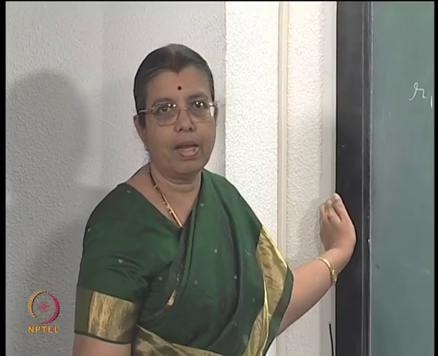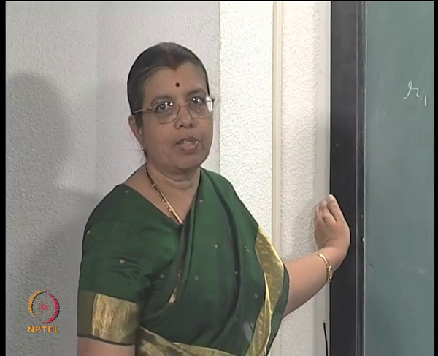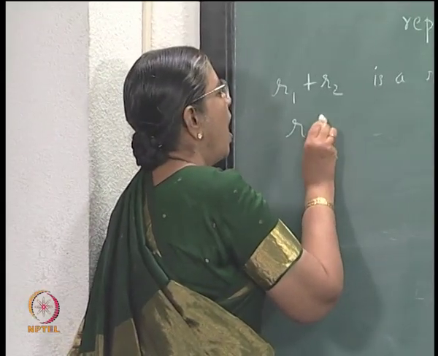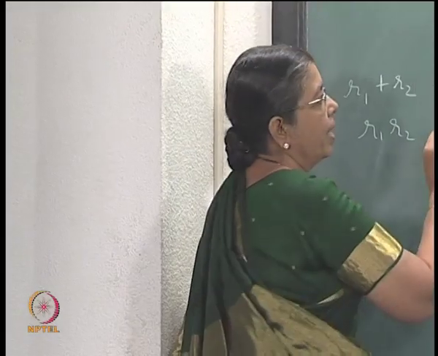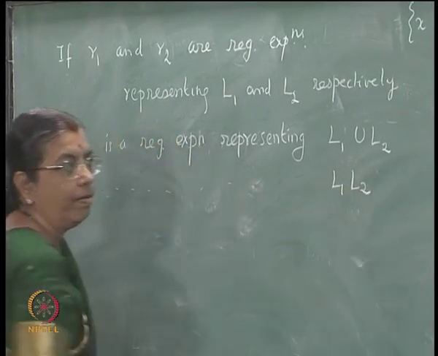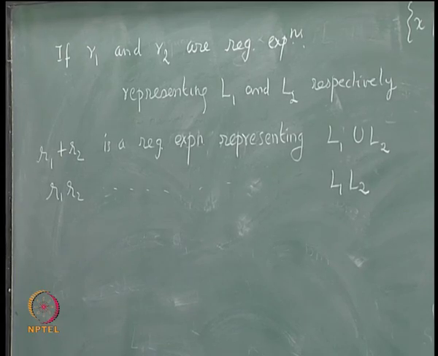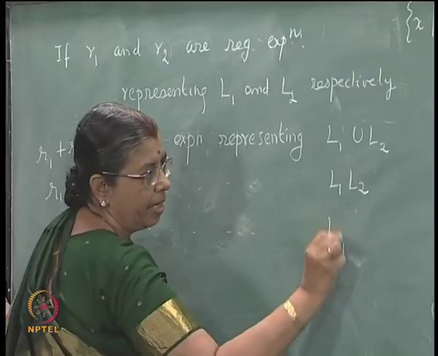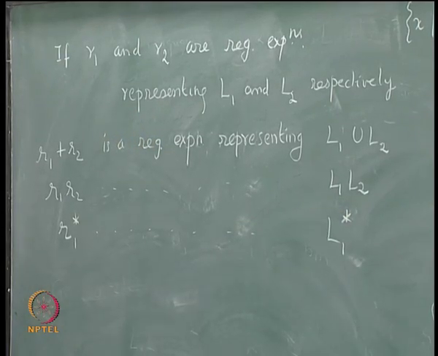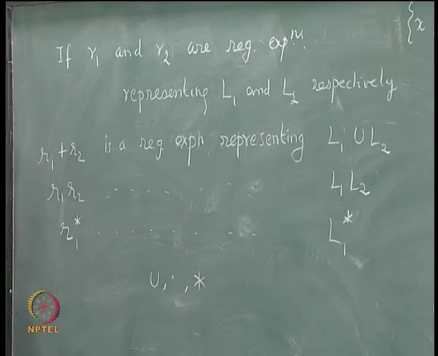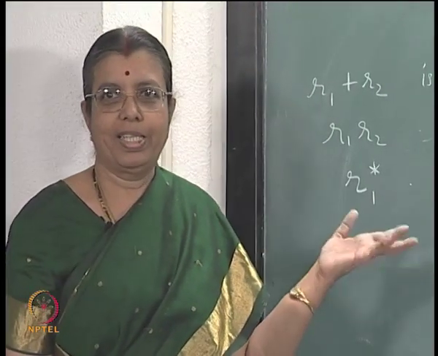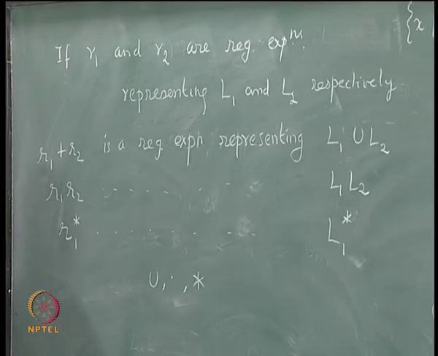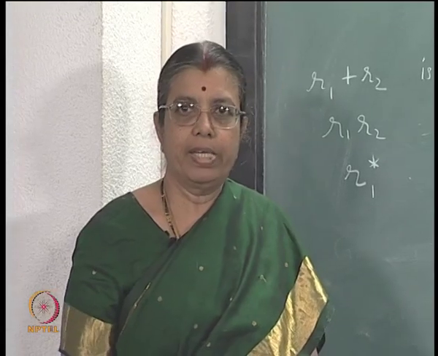R1 plus R2 is the union, defined like that: L1 union L2 is x belongs to L1 or x belongs to L2. R1 R2 concatenated is a regular expression representing the concatenation of L1 and L2. R1 star is a regular expression representing L1 star. We make use of these three operators: union, concatenation, and star. Usually you do not write the dot explicitly; it is implicitly understood. Then the extremal clause: all regular expressions are obtained in this manner and nothing else. So this is another example of an inductive definition of a set.